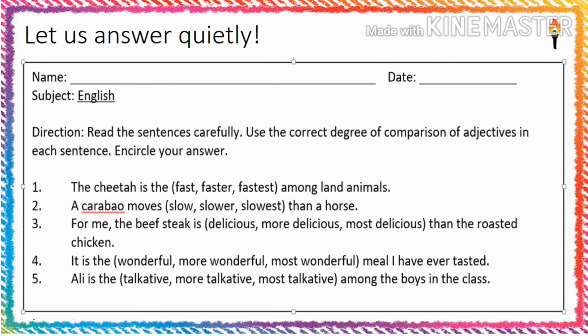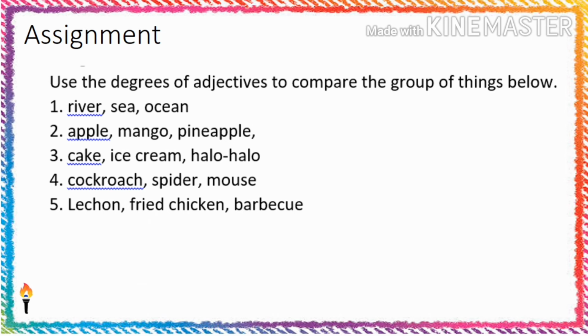Now for evaluation, let us answer quietly. You write the name and then the date. The subject is English. First, the direction: read the sentences carefully. Use the degree of comparison of adjectives in each sentence and circle your answer. For your assignment, use the degrees of adjectives to compare the group of things below. Number 1, river, sea, ocean. Number 2, apple, mango, pineapple. Number 3, cake, ice cream, halo-halo. Number 4, cockroach, spider, mouse. Number 5, lechon, fried chicken, and barbecue.